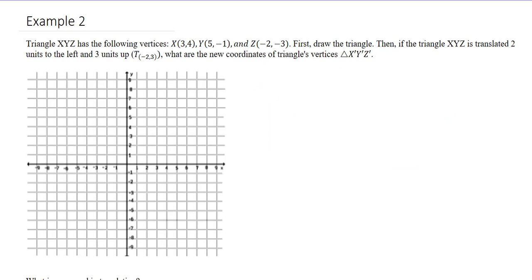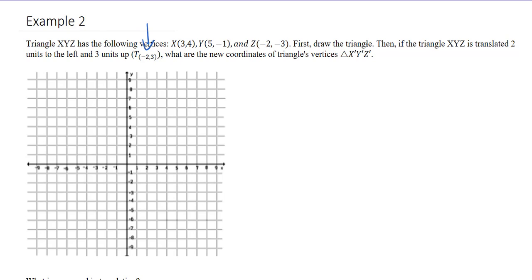Example 2. Triangle XYZ has the following vertices: X is (3, 4), Y is (5, -1), and Z is (-2, -3). First, we're going to draw the triangle. Then, the triangle XYZ is translated 2 units to the left and 3 units up, which we can also show as a translation of (-2, 3). If we go to the left, we're becoming more negative, and if we go up, we're becoming more positive, so that's why it's +3. What are the coordinates of the triangle's vertices X prime, Y prime, Z prime?